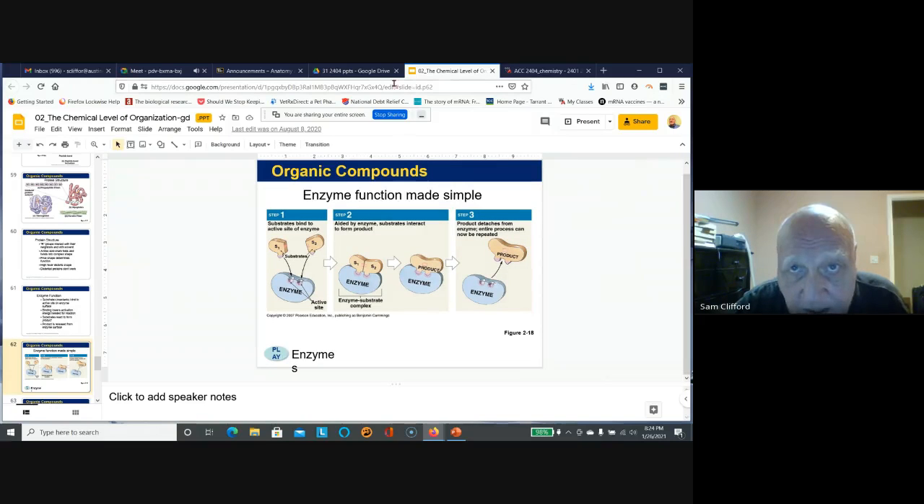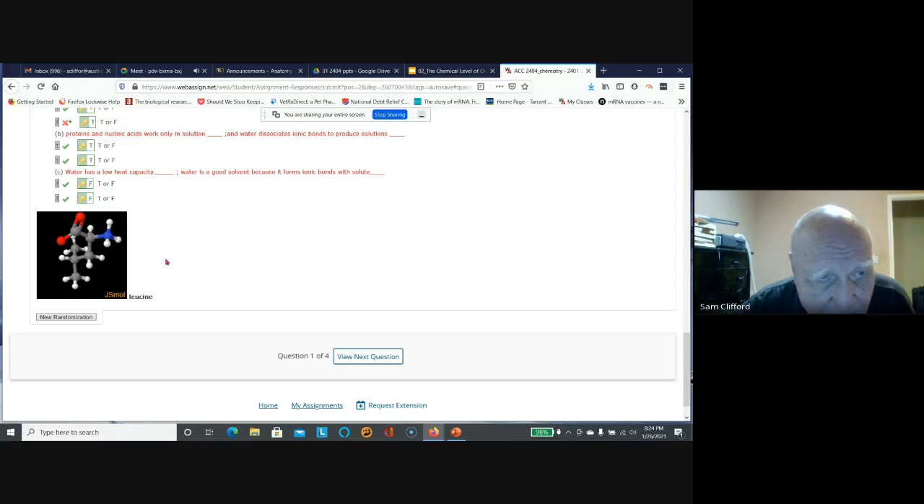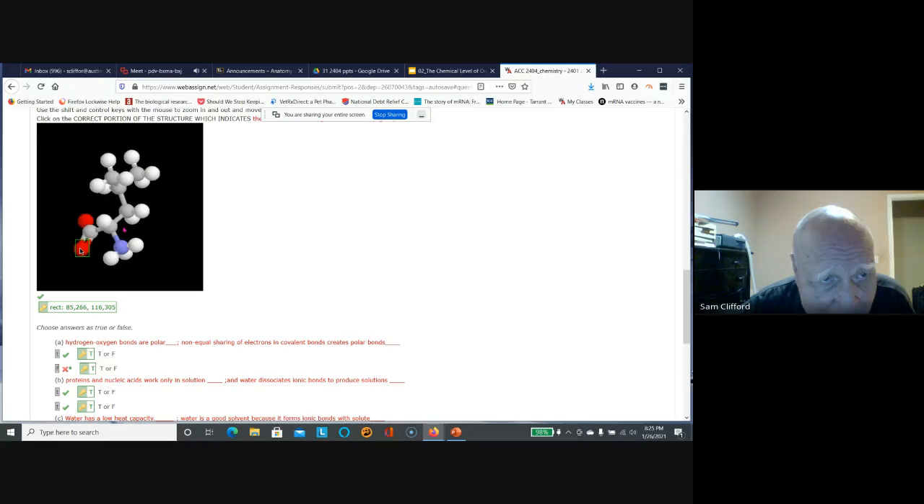Let's go back to WebAssign. Okay, so let's go back to our amino acid. And here is the carboxyl group. Here's the amino group. Here's the central carbon. And here's the chain of hydrogen and oxygen.